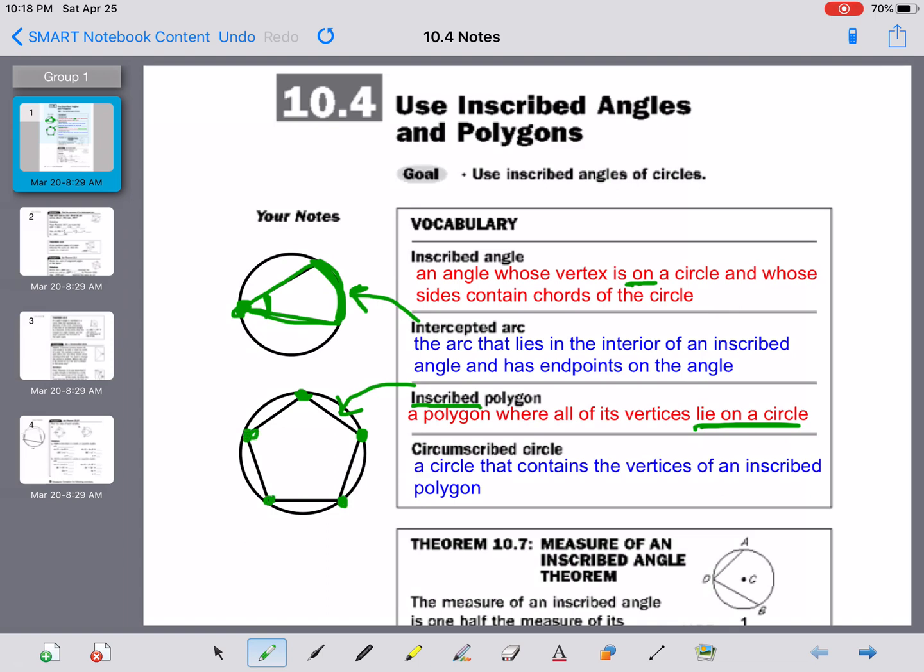And then again, this next term we already saw as well, the circumscribed circle. And again, circumscribed is similar to circumference, where something goes around. So the circumscribed circle is the circle over here that goes around the polygon, and it contains all the vertices of the polygon. So circumscribed is around the outside, inscribed is inside, and whatever word follows the inscribed is the shape that's inside. All right, so here's our vocab. Let's move on to our first rule here for inscribed angles.